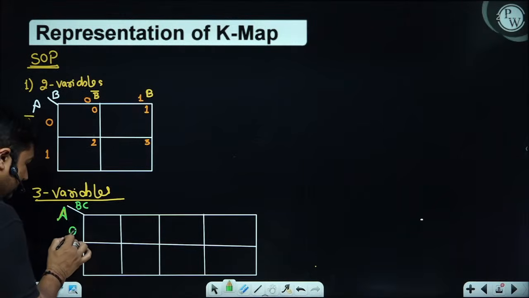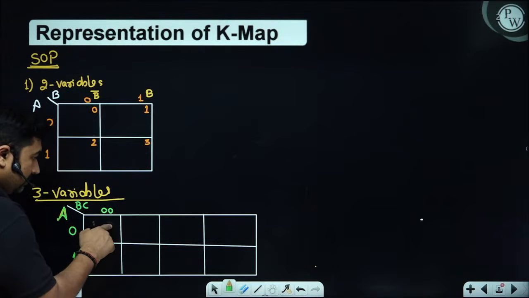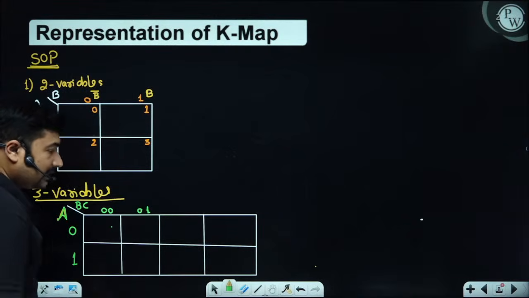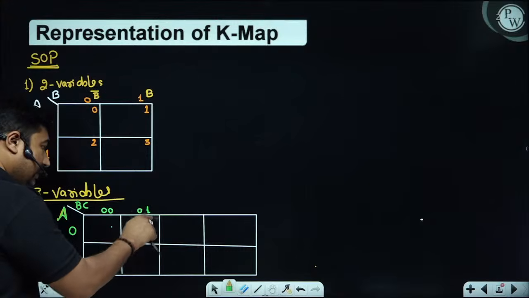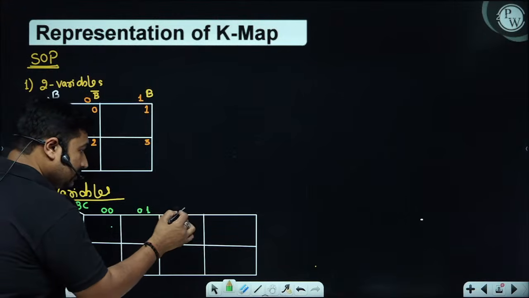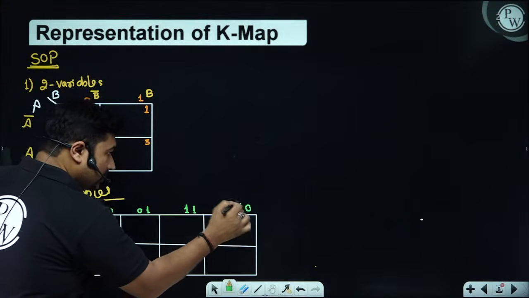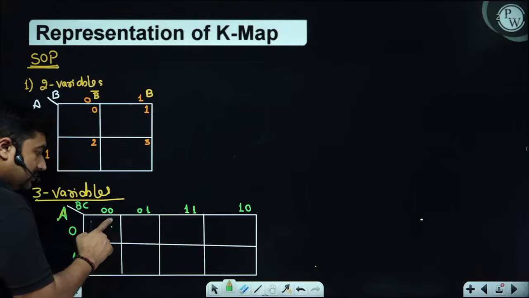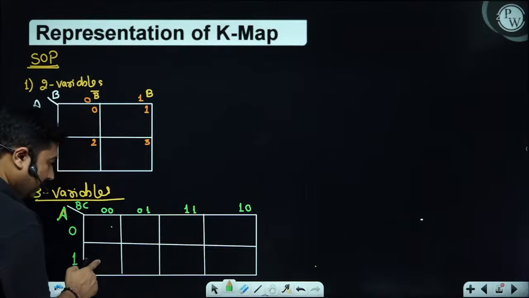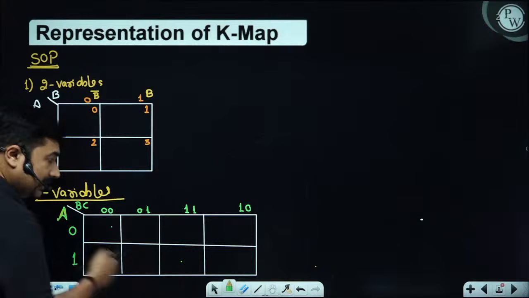Here we have 0 and 1. This will be your 0, 0. 0, 0, 0 is the gray code of 0. 0, 0, 1 is the gray code of 1. 0, 1, 1 is the gray code of 2. 0, 1, 0 is the gray code of 3. So in gray code it is 0, 1, 2, 3. In the same way 4, 5, 6, 7. So 0 to 7 is in the gray code format.